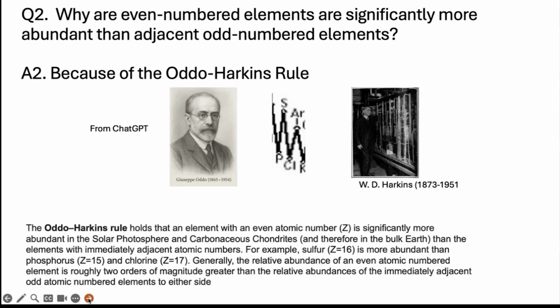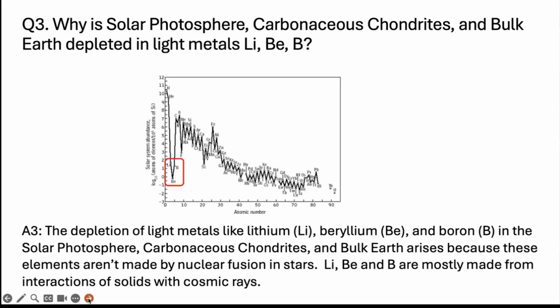The elements get distributed once they're in the Earth by a number of processes that we'll be talking about over this course. So finally, why is the solar photosphere carbonaceous chondrite and therefore the bulk Earth depleted in the light metals, lithium, beryllium, and boron? It's because they're not produced in normal star processes. They're only produced by interaction of solids with cosmic rays. And that's a much less important nucleosynthetic process than things going on in stars.